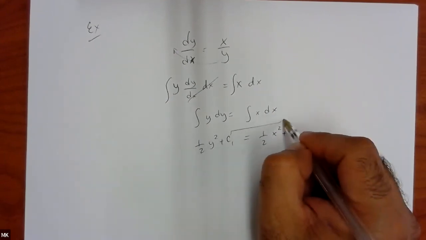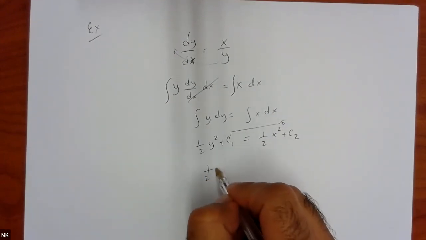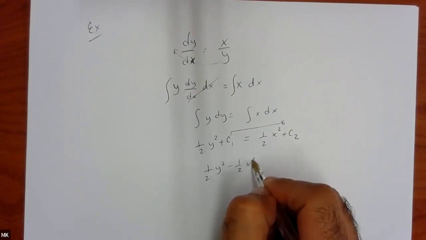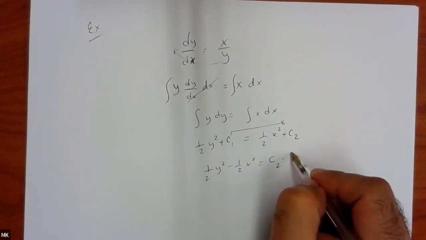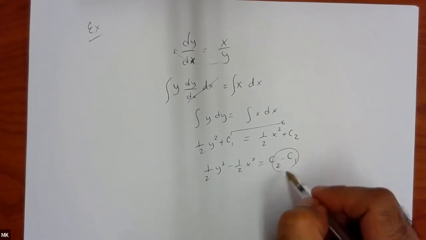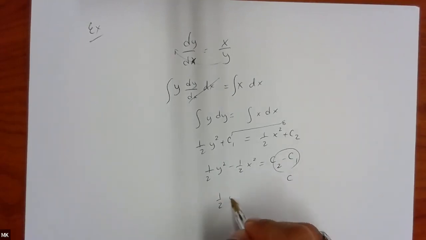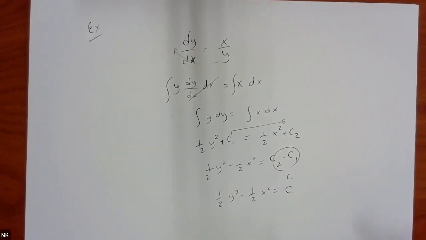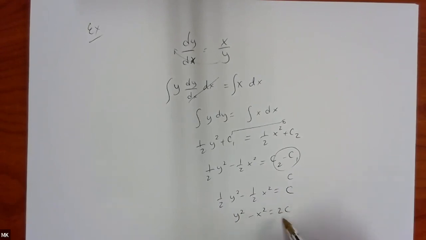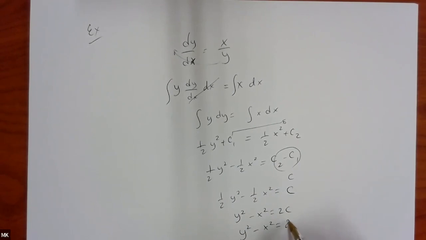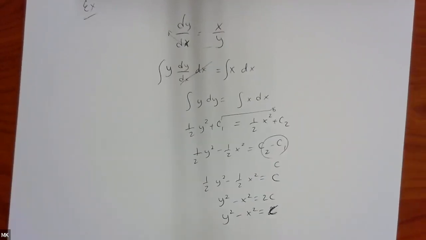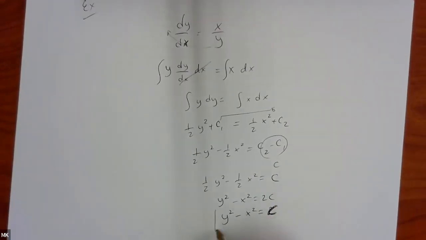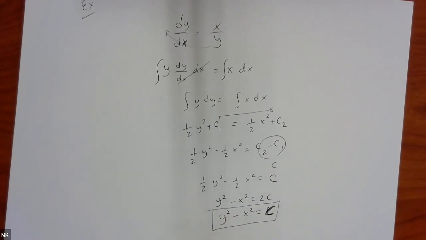Of course, I can put the c1 and c2 together. Let's call that a new c. And let's multiply and call that an even newer c. So that will be the implicit form of the solution to this differential equation.